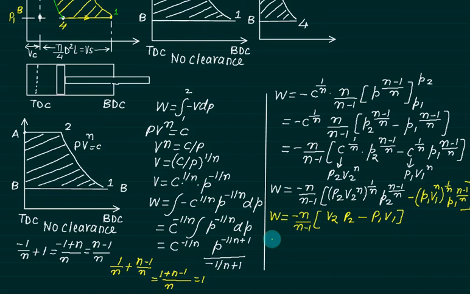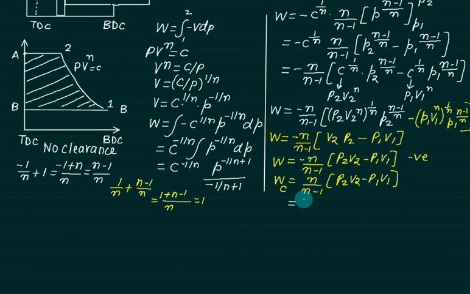So we rearrange this term and write this as minus of n upon n minus 1 multiplied by P2 V2 minus P1 V1. P2 is a very high value as compared to P1, so this whole quantity is negative. So this one is negative work. For the work required to drive the compressor, we just forget the sign minus. So the work of the compressor is n upon n minus 1.